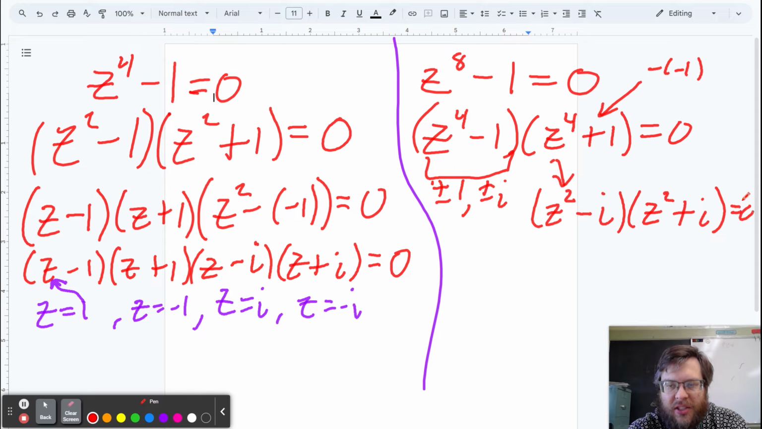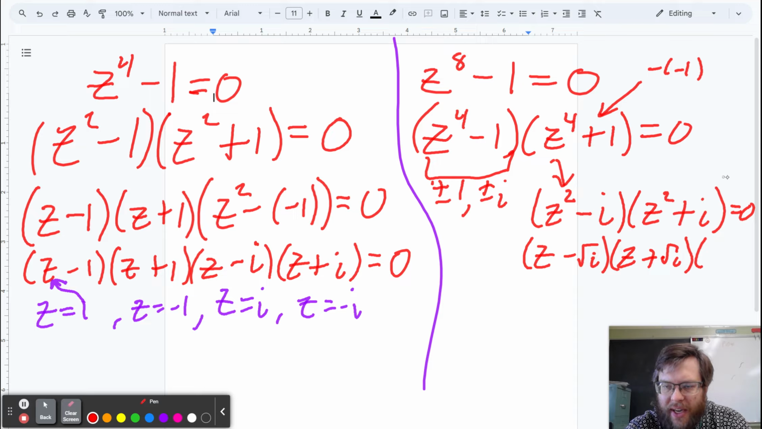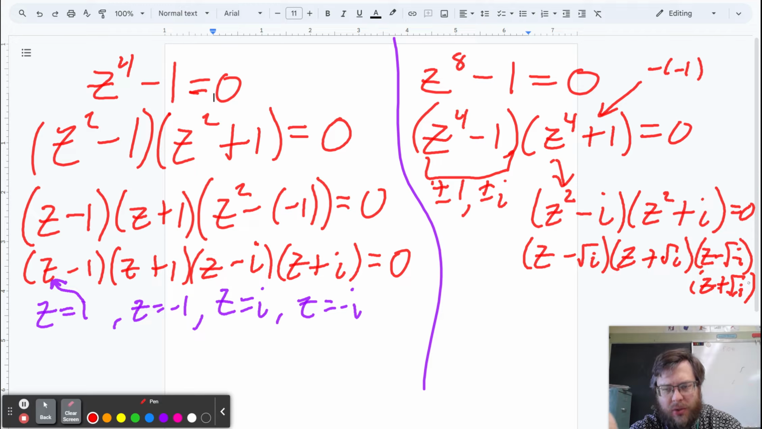But then we have another situation where we would need to split this up even more to be like z minus root i, z plus root i. Then this is minus negative i. So we have z minus the square root of negative i and z plus the square root of negative i. So that gets a little tricky because it's not obvious what the square root of i is. Okay? So if I can approach z to the 8th minus 1 in a different way, then I will also know what the square roots of i are.